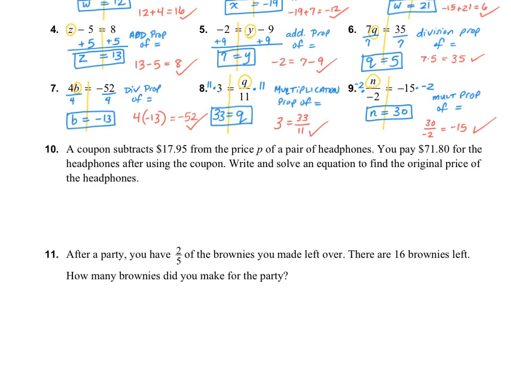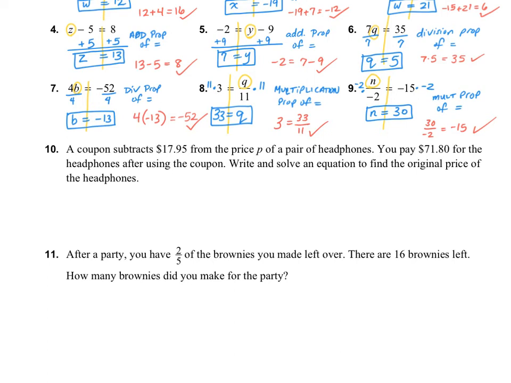All right, let's take a look at number 10. A coupon subtracts $17.95 from the price P of a pair of headphones. You pay $71.80 for the headphones after using the coupon. Write and solve an equation to find the original price of the headphones.